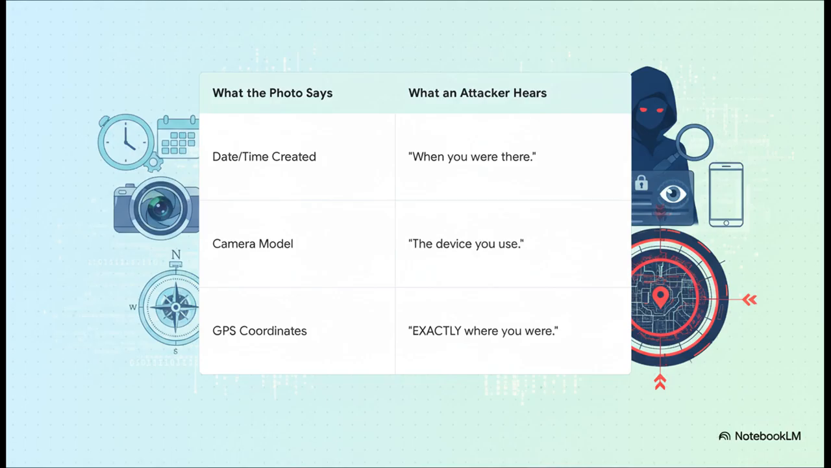See, every digital photo has this stuff called EXIF metadata baked into it. So when your photo's data says date/time created, what an attacker hears is, aha, I know when you were there. The camera model, that tells them the exact device you use. But the most dangerous one of all, the GPS coordinates. That doesn't just tell them the city you were in, it can tell them exactly where you were standing when you snapped that picture. It's kind of scary stuff.